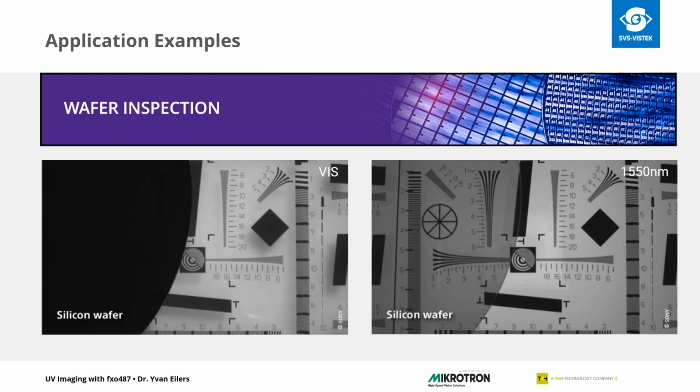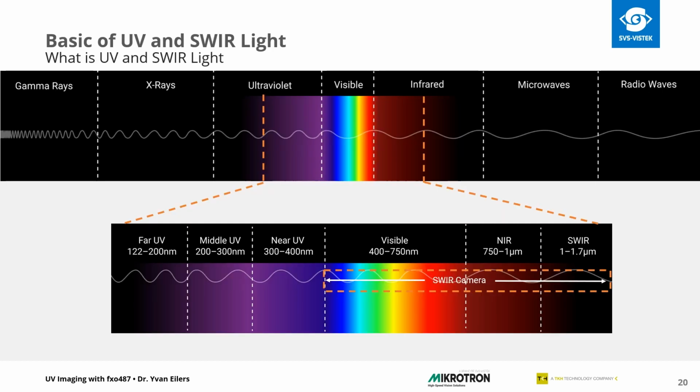In addition to advances in SWIR imaging technology, progress has also been made in the ultraviolet spectral range. With a new sensor technology, also developed by Sony, it is now possible to image wavelengths from 200 nanometer to over 800 nanometers with high resolution.